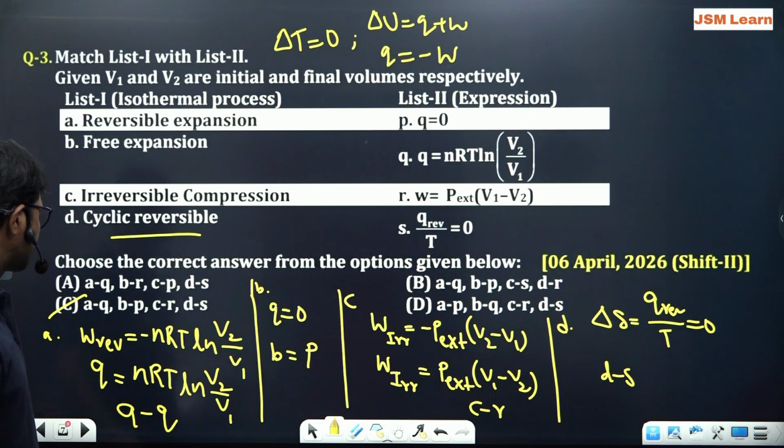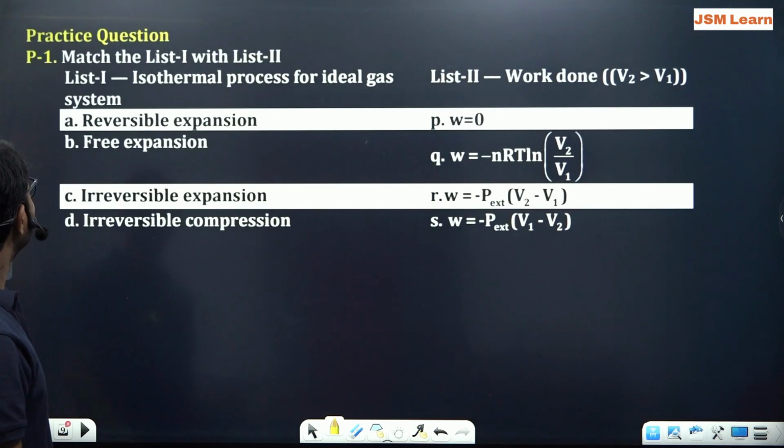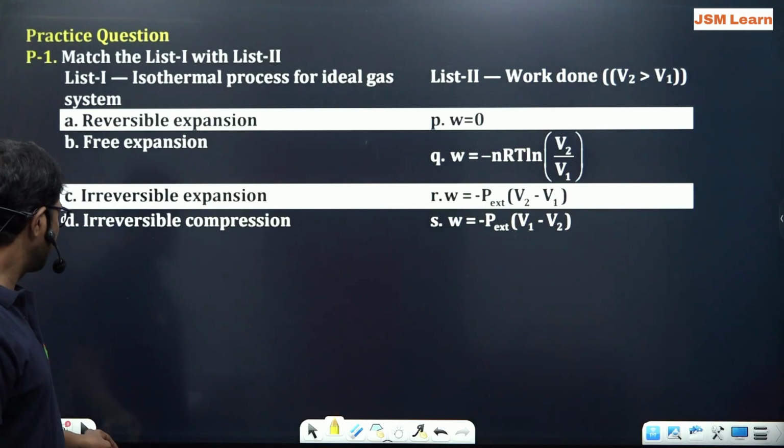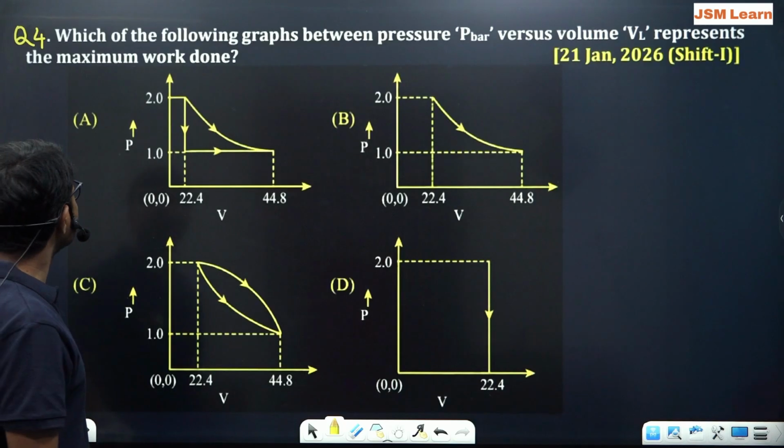Now let us see the next question, students. Here is one practice question for you. Give your correct answer below in the comments. Now let us go for the next question.